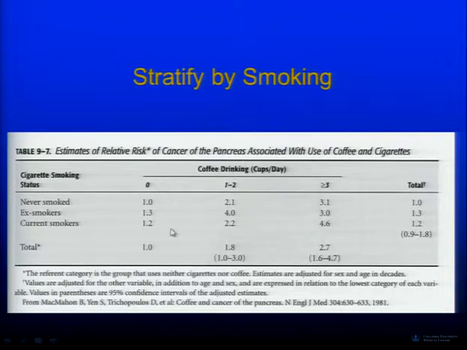So as you increase your coffee intake, in current smokers, you still see an elevated risk. In ex-smokers, you still see an elevated risk. If they never smoke, you still see an elevated risk. You know, yes, maybe these numbers are a little different, but train yourself to look across the categories from 0 to 1 to 2 to 3. It goes up and up as you go over these categories.